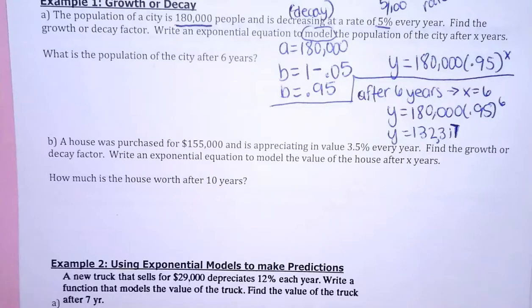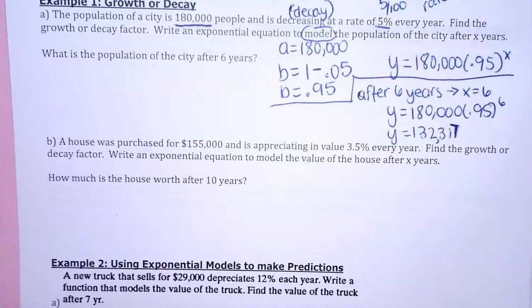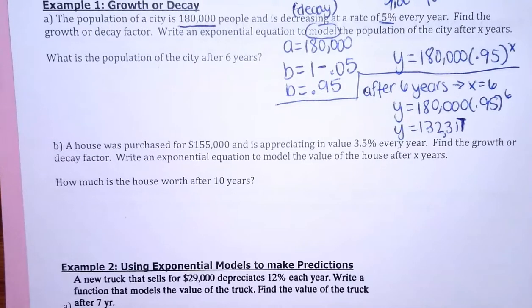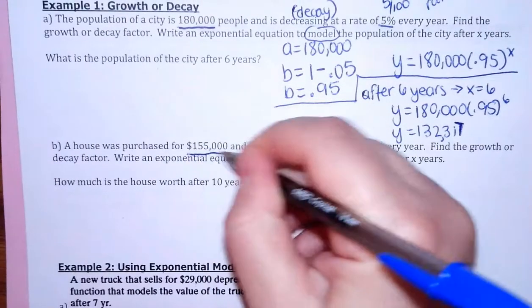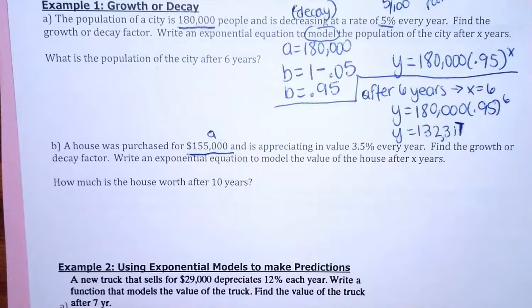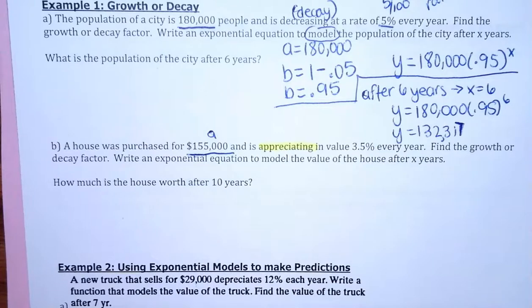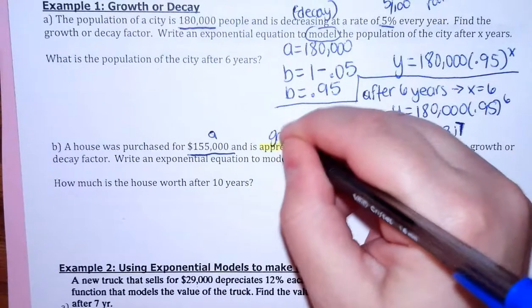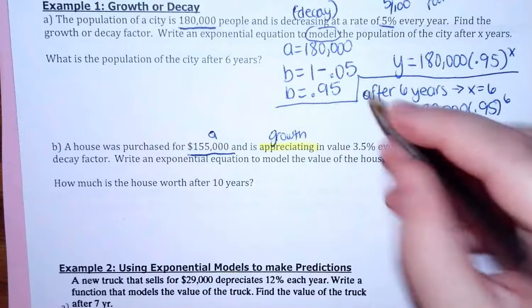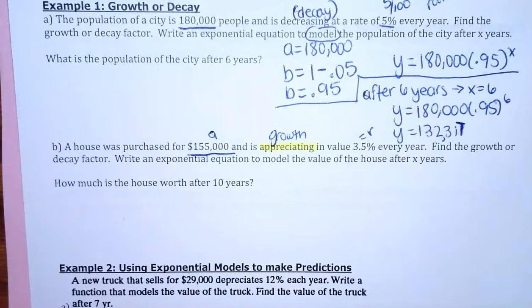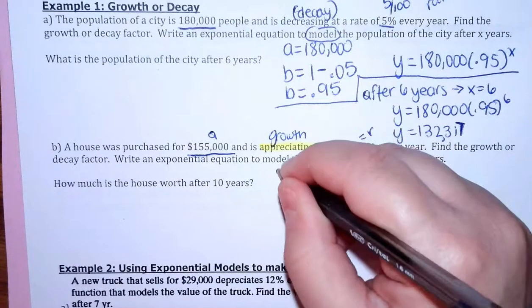Okay, now my second example. This says a house is purchased at $155,000. That's going to be your A. Appreciating means increasing in value, so this is going to be growth. And my rate here is going to be the 3.5%. So the value of my home is going up 3.5% every year. Find the growth or decay factor and write an exponential equation. The factor here is going to be growth.